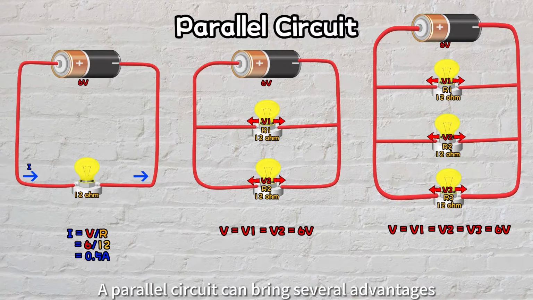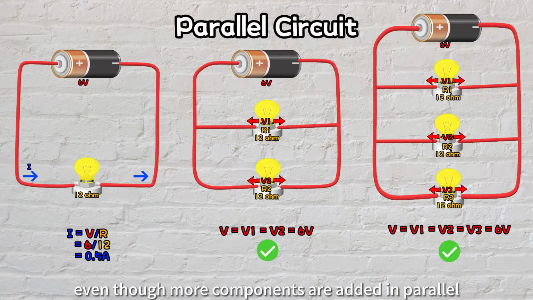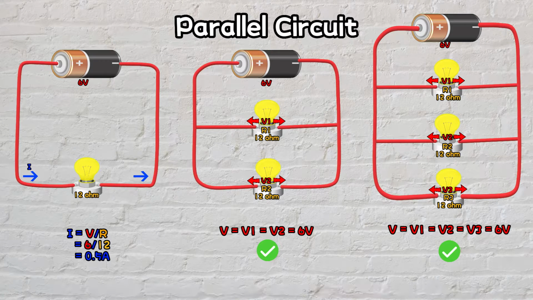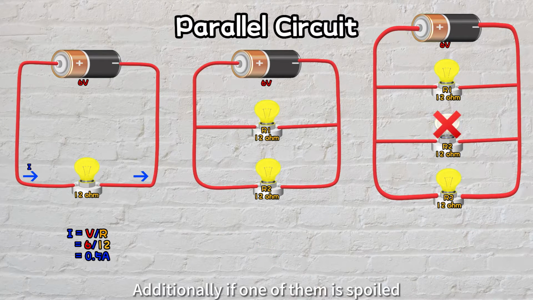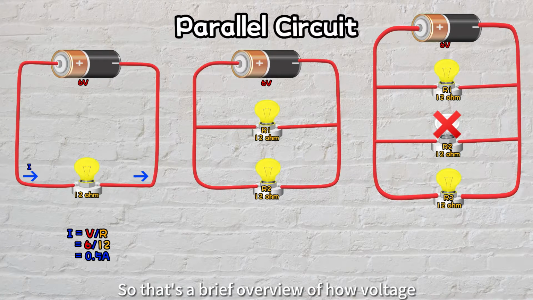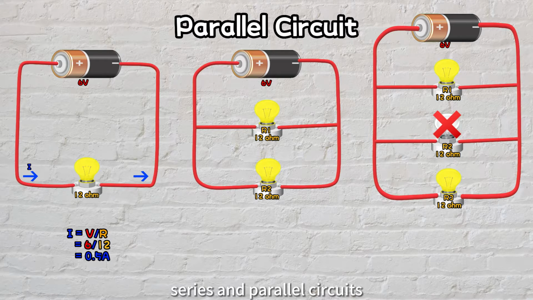A parallel circuit can bring several advantages. Firstly, the voltage is maintained even though more components are added in parallel, and the operation of each component will not be affected. Additionally, if one of them is spoiled, the others connected in parallel can still function normally. So, that's a brief overview of how voltage, current, and resistance is affected in both series and parallel circuits.